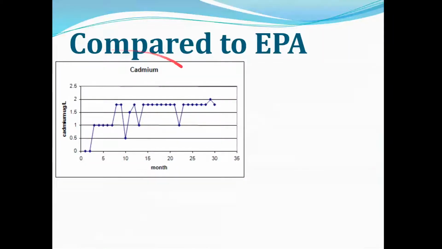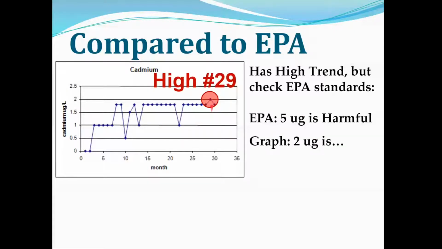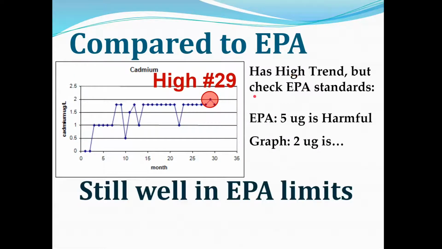Now, if we look at the EPA thing, we're going to look at cadmium here, cadmium being a heavy metal. If you see, the trend is high at 29, okay? The 29th is the highest cadmium has ever been, and it's right there, the second dot before the end, so this is definitely the fish kill. The EPA says 5 micrograms is harmful, but this says you've just got 2. So the EPA says you need 5, but you don't have anywhere near 5. You don't even have half of that. So this is not the fish killer.